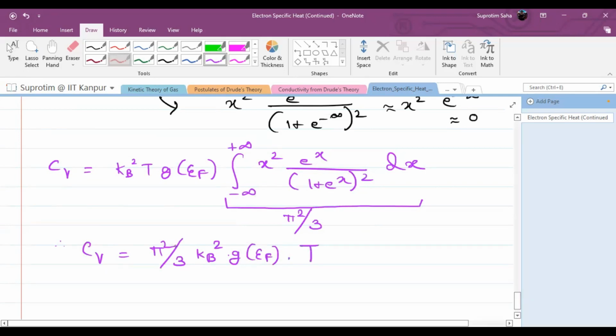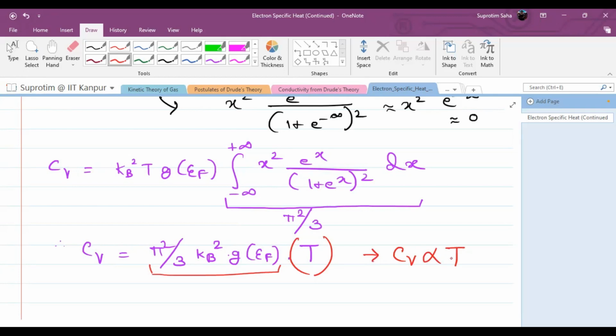Now you see the bigger picture, because after so many excruciating derivations, what we have been talking about for so long is that the electron specific heat at very low temperatures is linearly dependent on T. This is the proportionality constant, and this is your T. So this implies that C_V is proportional to T. In this lecture, we derived the specific heat of the electron gas, which comes out to be linearly dependent on T. Let's stop here, and we will see the repercussions of this electron specific heat, which linearly depends on temperature.